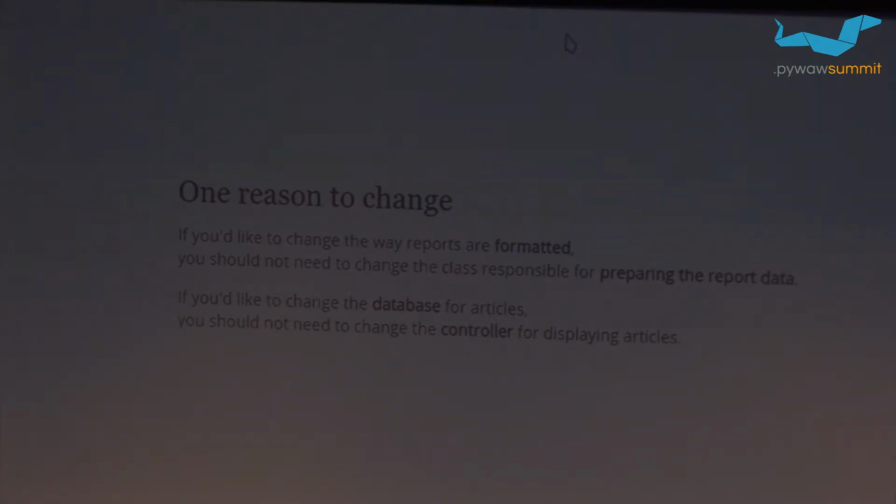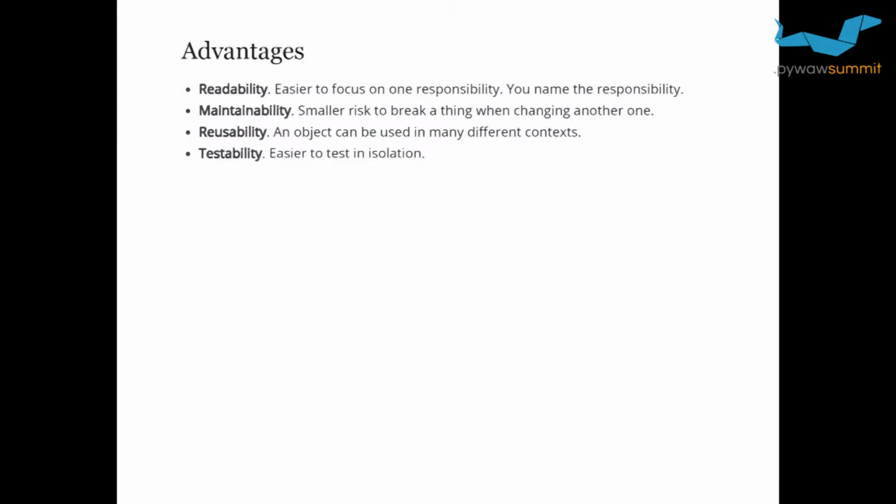If you'd like to change the database for articles in some blog web application, then you should not touch the controller for displaying the articles. It should not know where the data is stored. So what are the advantages of systems following the SRP?